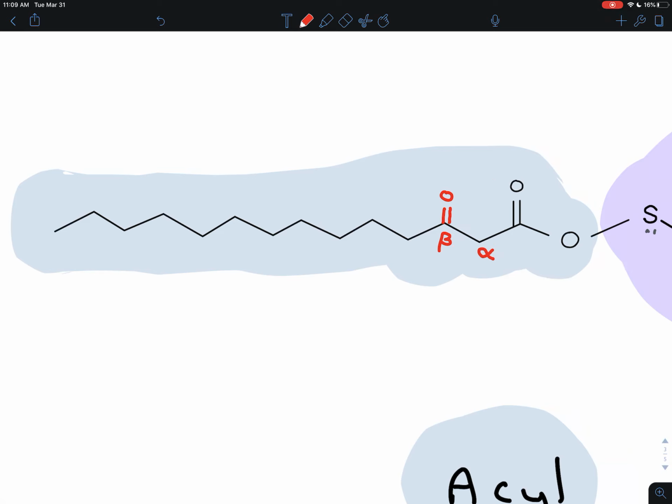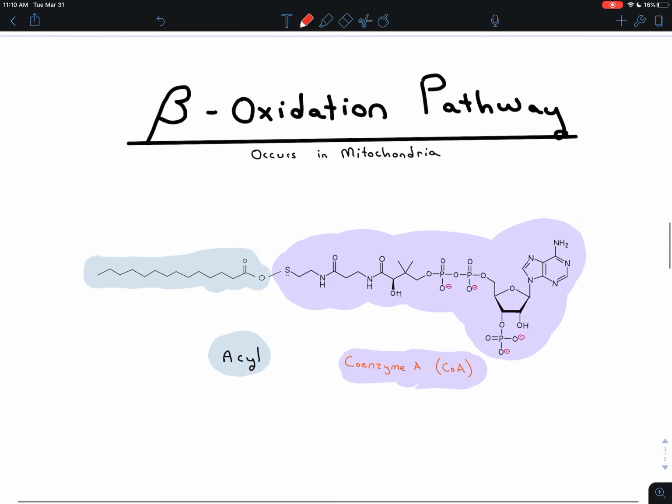So in order to break this down, we have to put an oxygen on the beta carbon, the carbon that's not next door, but one more away from the ester carbon, the carbonyl carbon of the fatty acid. And because you have to put an oxygen on that beta position, this whole process is called beta-oxidation. So in the mitochondria, the process that takes a fatty acid and breaks it down into something that can enter the citric acid cycle is called beta-oxidation.